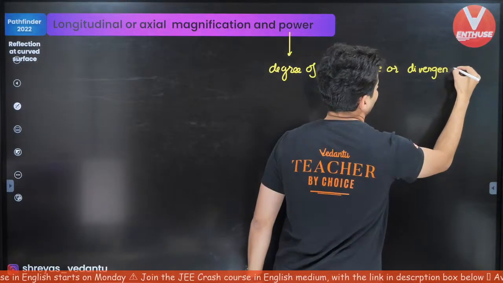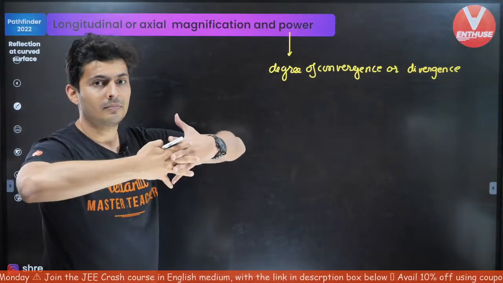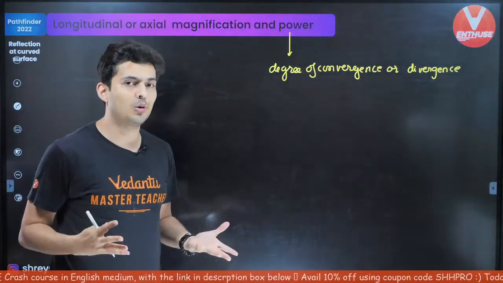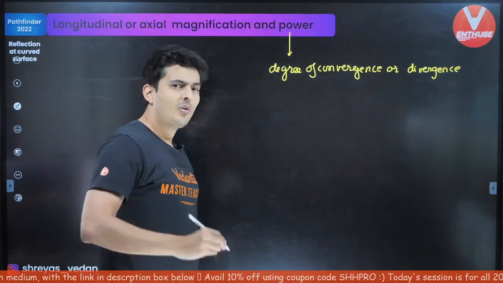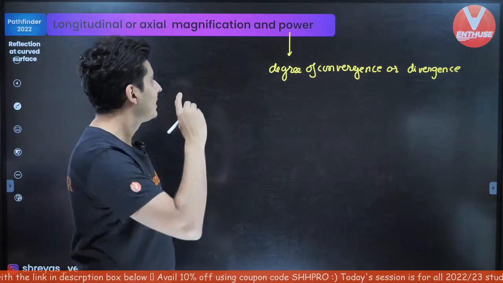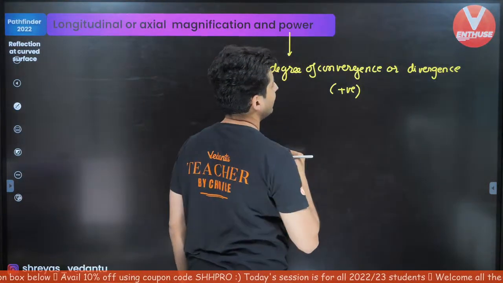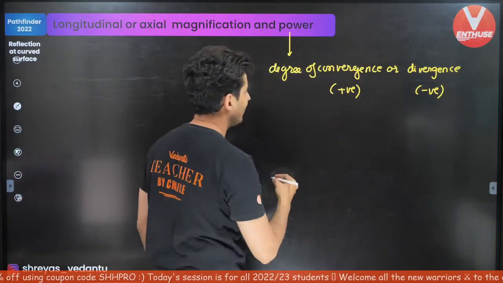Now, if it is more converging, it has more power. If it is more diverging, also it has more power, but power has its own sign. What is the sign of power? Remember, if it is converging, then it is positive power. If it is diverging, then it is negative power.